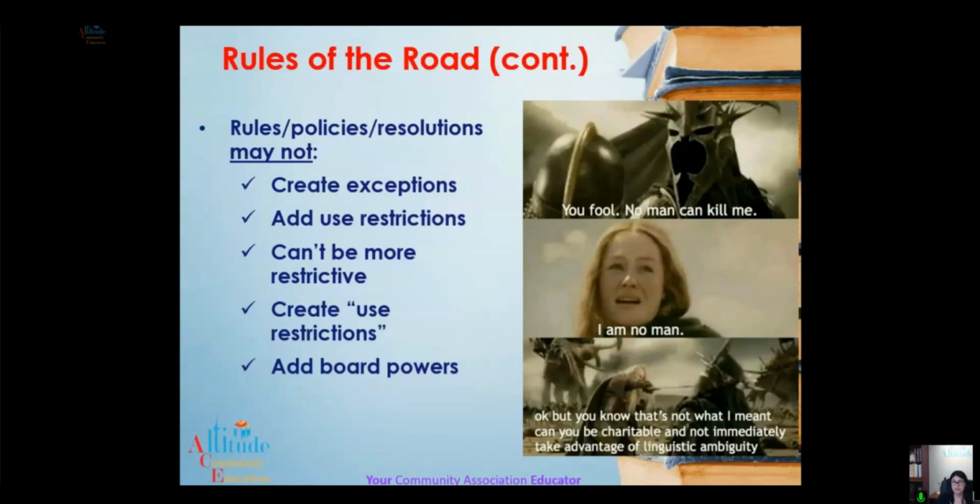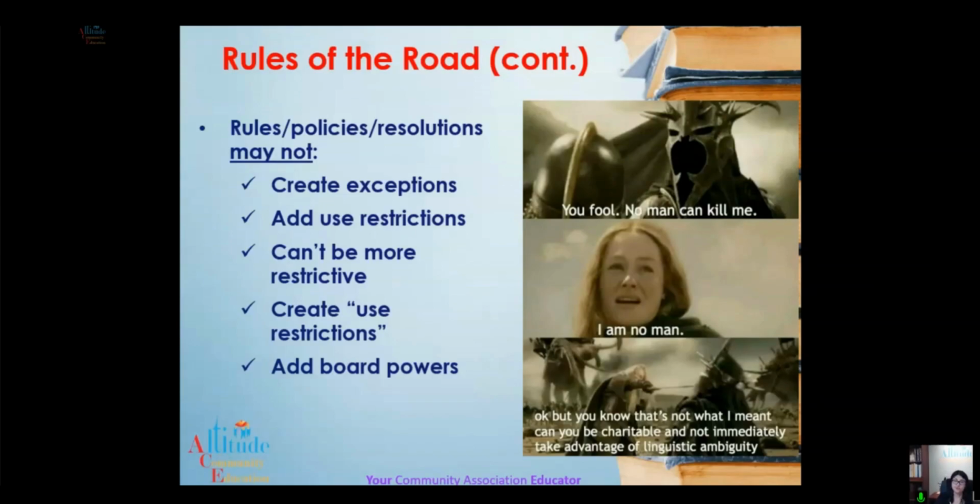Another item that is considered a use restriction that you're not going to be able to do through a rule is to dictate what homeowners can do inside their units. Now, if it impacts the exterior appearance, I think we can do it, like the window shades and things like that. But without specific authority, you're not going to be able to have a rule that says you cannot smoke in your unit, okay? Because that's not something you can do through a rule. That would be a use restriction.